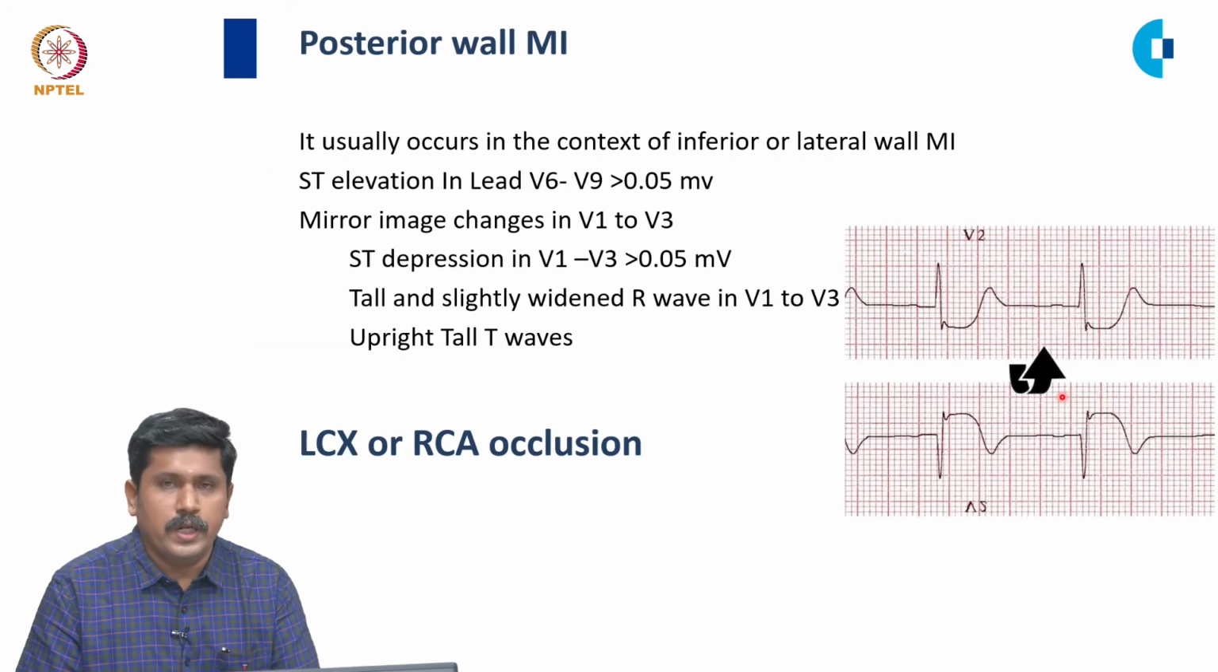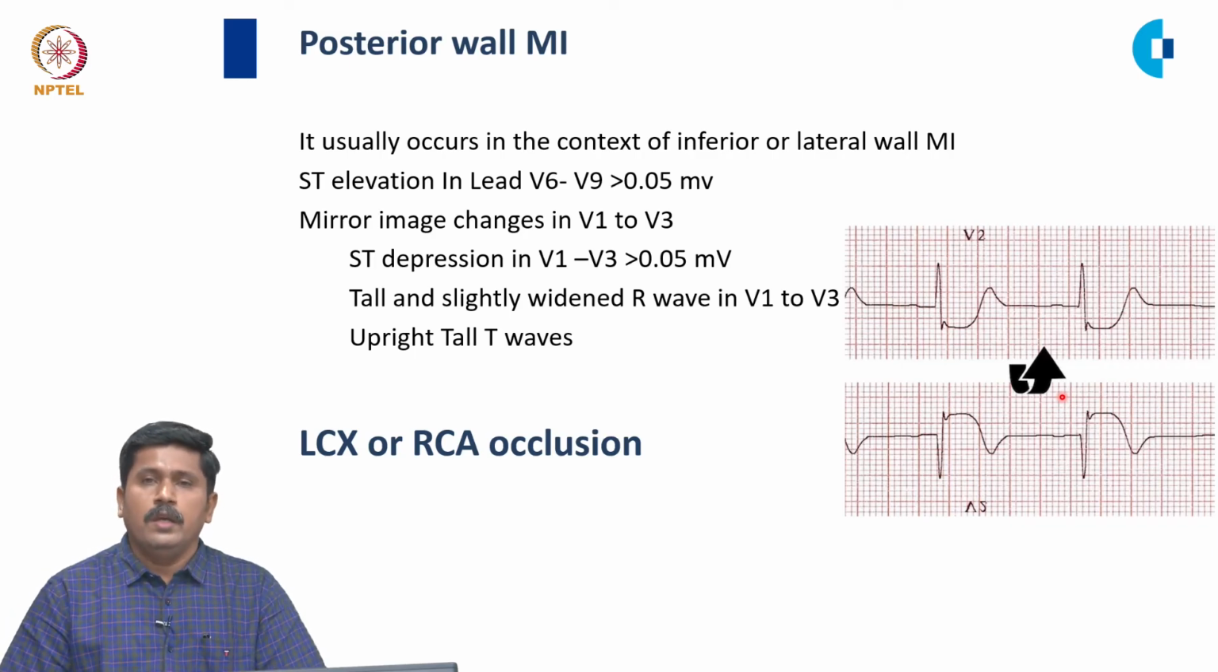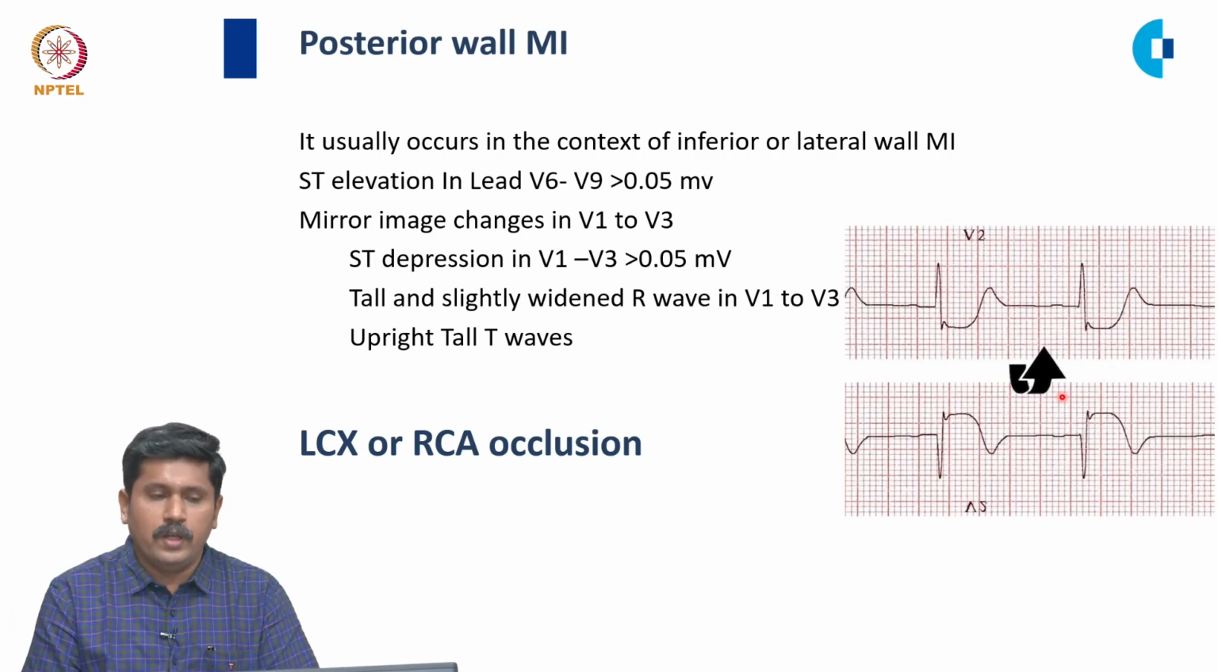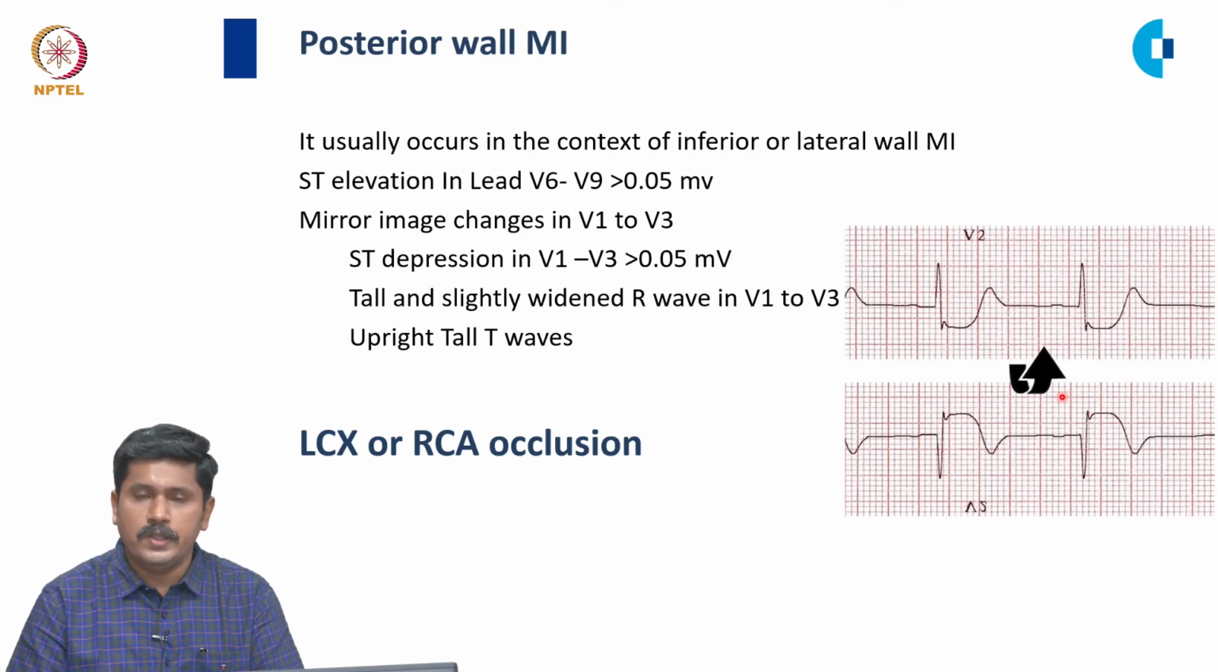So the next thing is a posterior wall MI. In any patient with an inferior wall MI, always check for the presence of posterior wall involvement and right-sided involvement. So how do we diagnose a posterior wall MI? It usually occurs in the context of an inferior or lateral wall MI. If you take the posterior leads, that is V6 to V9, you can identify it by the presence of an ST segment elevation in leads V6 to V9 of at least 0.5 millimeter or 0.05 millivolt.